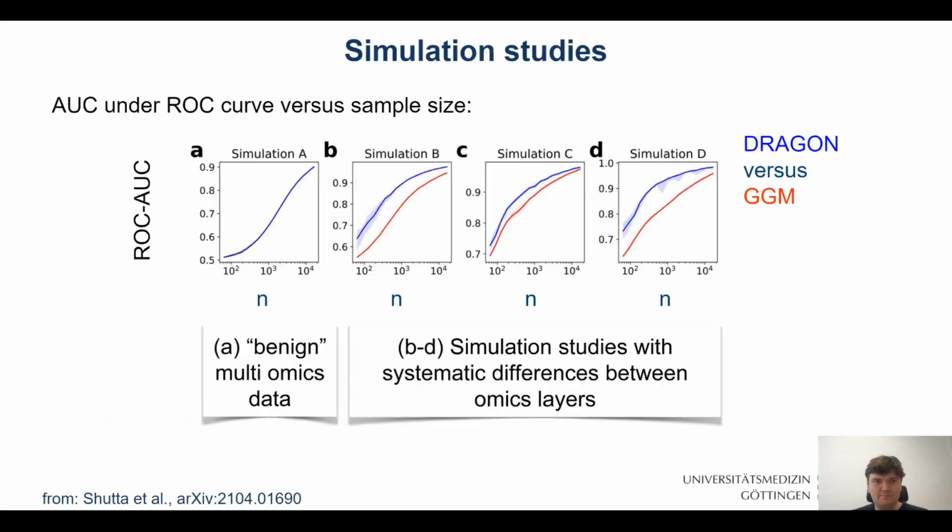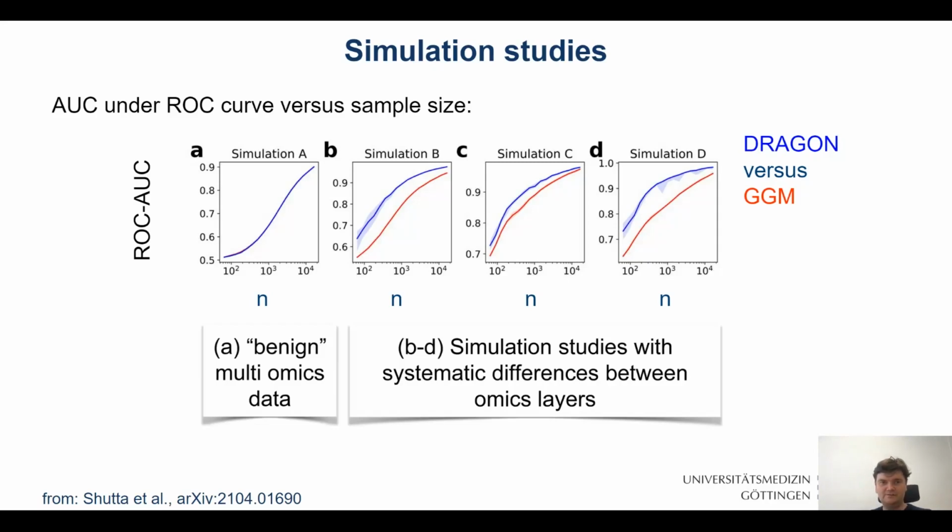Well, when we set up such a new method, we also need to comprehensively benchmark it. And the first step we do is some simulation studies. Basically, we did 4 different studies, and I'd like to start here with study A. What you see on these figures on the y-axis is the performance in recovering the correct associations in terms of ROC AUC, and on the x-axis, the corresponding sample size.